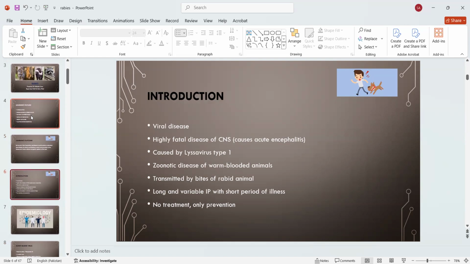Introduction. Rabies is a viral disease. It is a highly fatal disease of the central nervous system. It is caused by a Lyssavirus type 1. It is a zoonotic disease of warm-blooded animals transmitted by bites of rabid animals. It has a long and variable incubation period with a short period of illness. It does not have any treatment, only prevention is present.